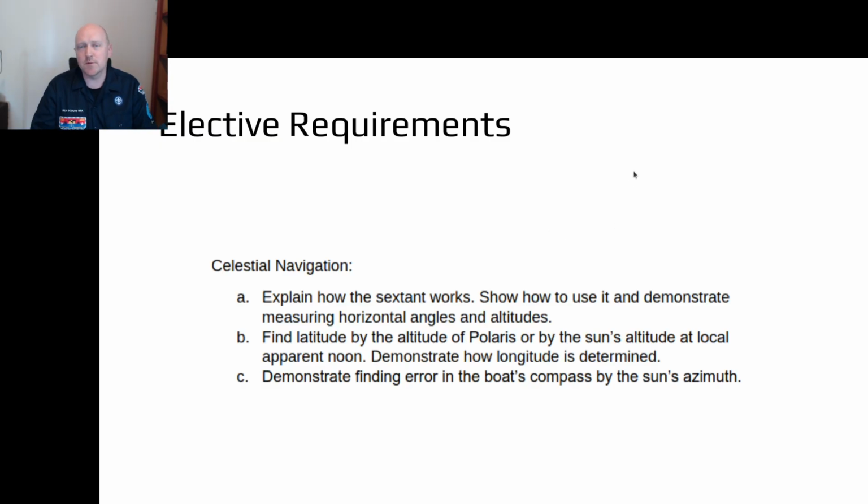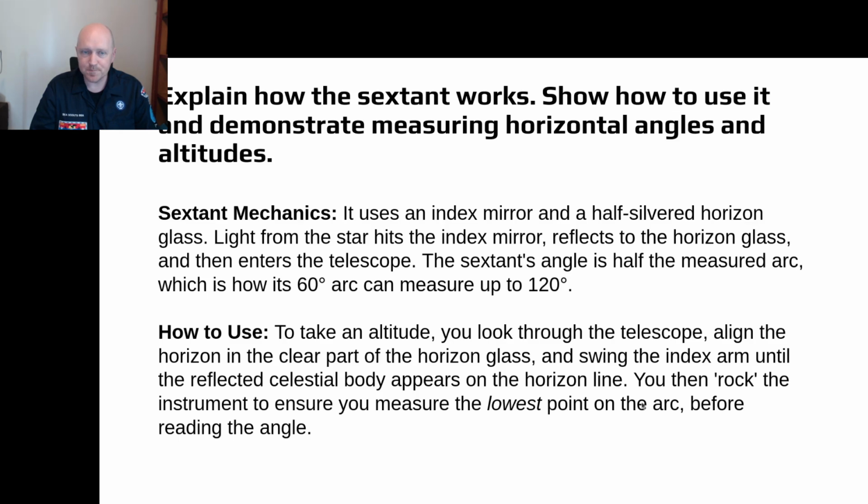So as far as the actual Sea Scout elective requirements, you can see that there's 3 requirements here. One is explain how a sextant works. One is find your latitude on the Earth either by Polaris or local apparent noon. We'll talk about that. And then how you figure out longitude, which is actually a pretty cool historical puzzle that was solved. And then this last one is kind of a strange one. I mean, it's very specific, but we'll look at that one too, just for purposes of meeting the requirements.